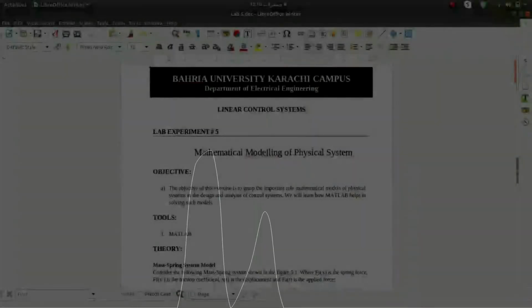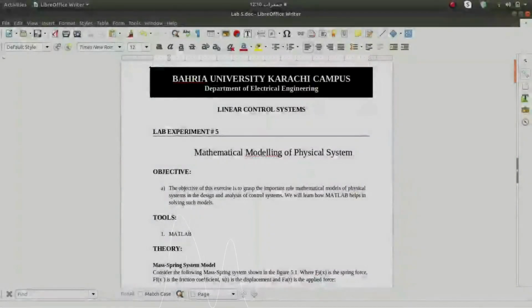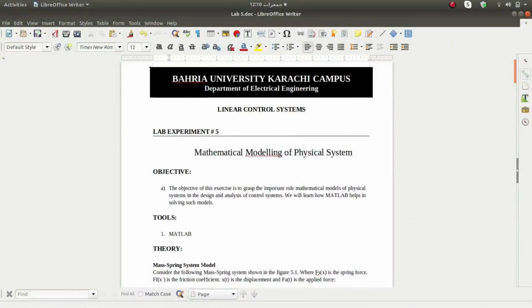Today we are going to discuss lab number 5 of linear control system. The title of our lab is Mathematical Modeling of Physical System. In this lab we are going to discuss how we can derive a mathematical model from any physical system and how we can implement or solve that mathematical modeling by using MATLAB.